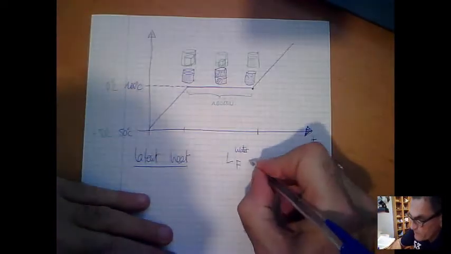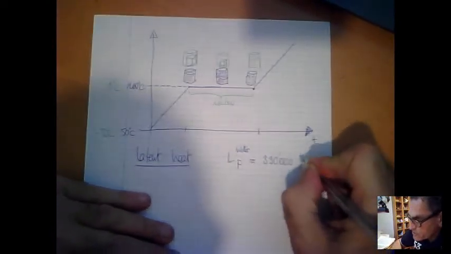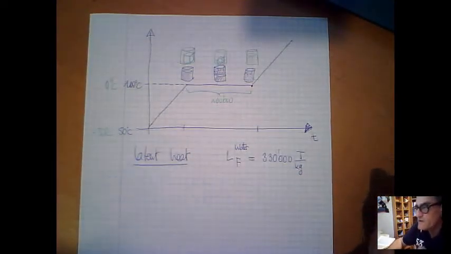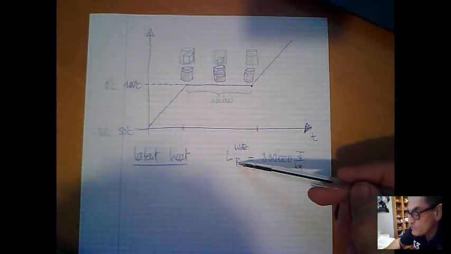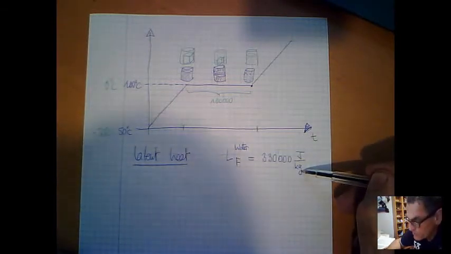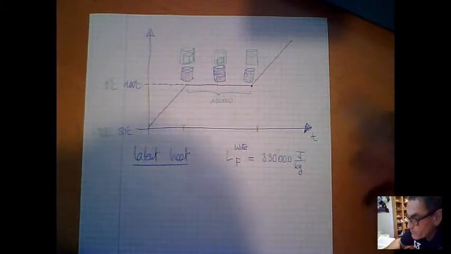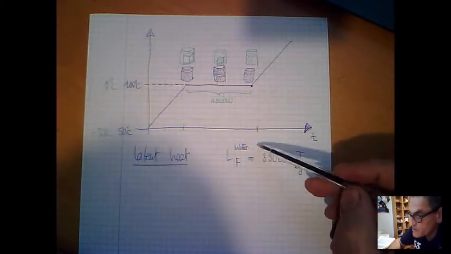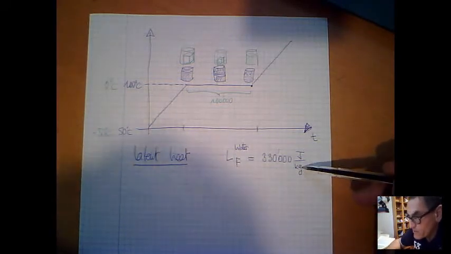3.3 times 10 to the 5, it's 330,000 joules per kilogram. Okay, this is the quantity of energy in joules that you need to transform 1 kilo of ice into 1 kilo of water. Okay, of course, the more substance you have, the more mass you have, the more energy you will need.